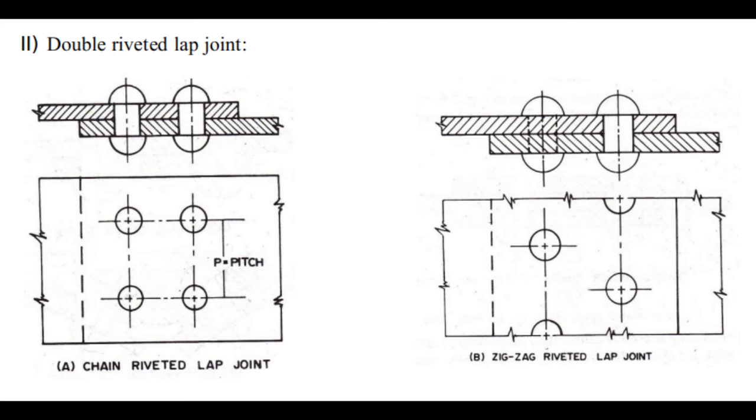Let us see the double riveted lap joint. The double riveted lap joint looks like this. Again, this is categorized into two. Number one, chain riveted. Number two, zigzag riveted. You can see chain riveted means all the rivets are placed along one line, and zigzag means they are not placed along one line, they are staggered or zigzag. Okay, so this is the double riveted lap joint.